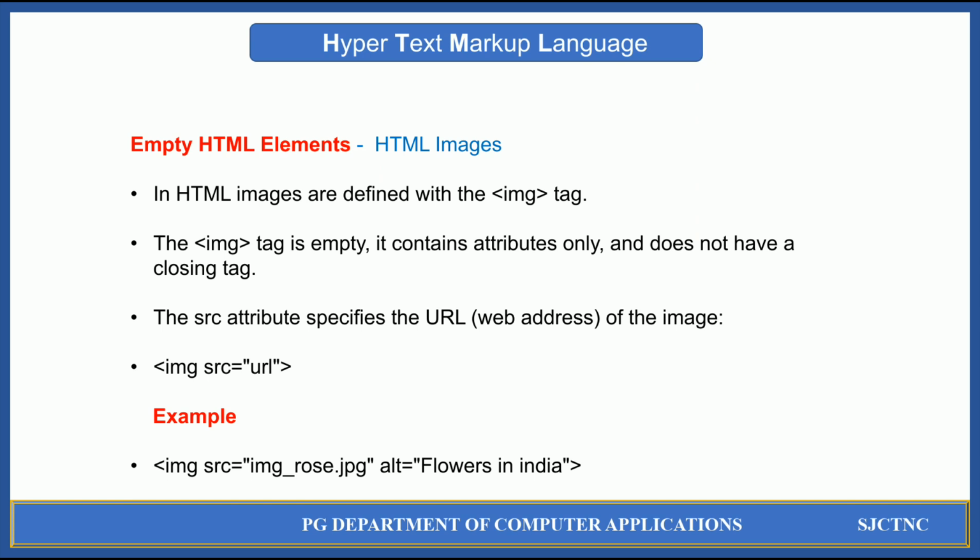And you can see here alt, which means alternate. If that image is not there in that specific location, the alternate text will be displayed instead. That is, flowers in India. If that image is there, that image will be displayed. If the image is not there, we can see the alternate text, flowers in India.